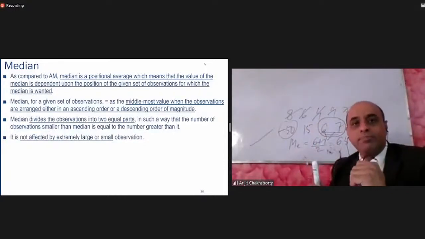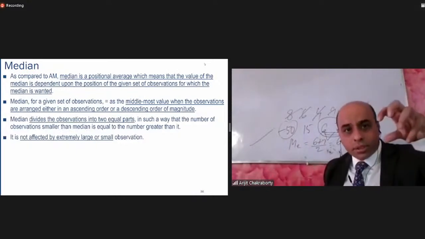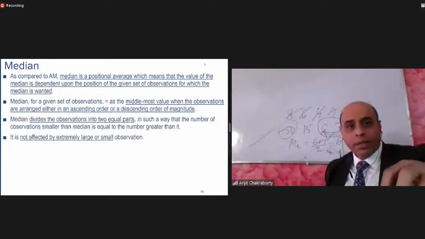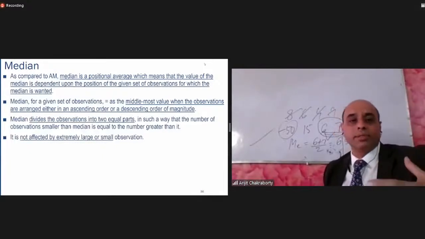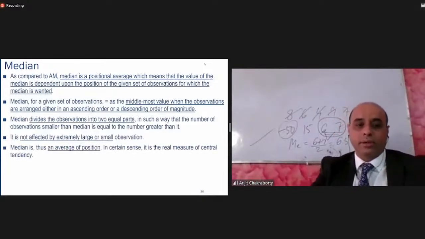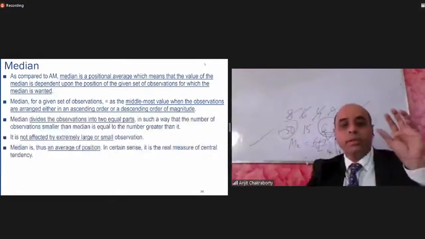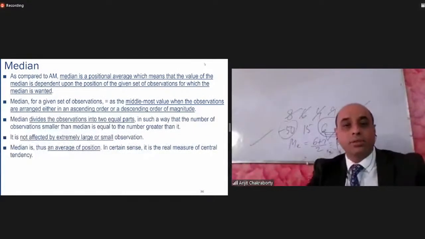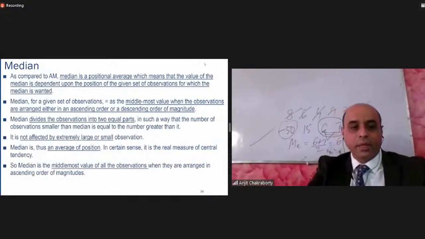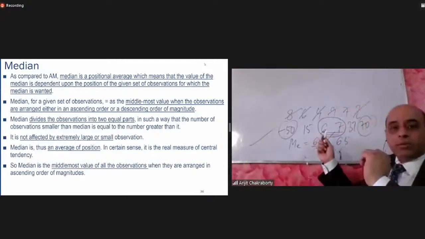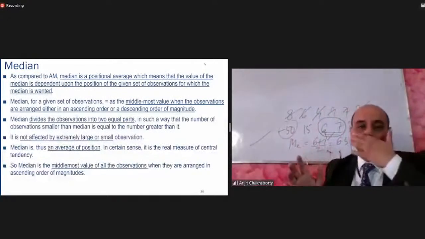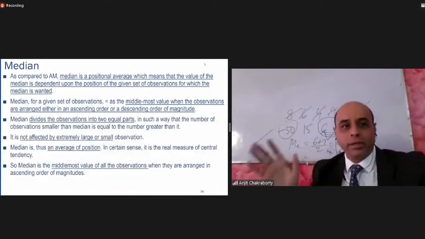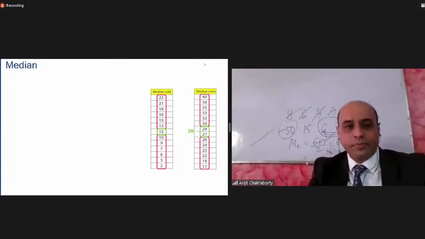Median just depends on the position, the positional average. Therefore, you have to be careful to put these numbers in ascending order or in descending order. So you can see the median is nothing but an average of position. Median is the middlemost value of the observations. Please keep it in your mind that median means the midpoint. Median means the middle value.